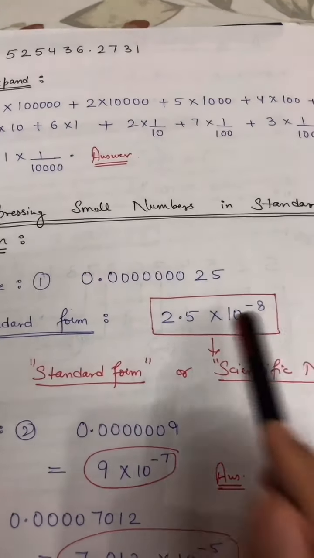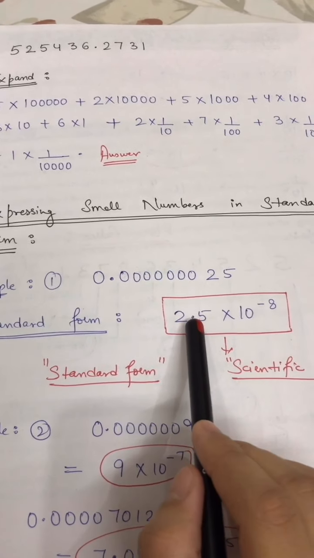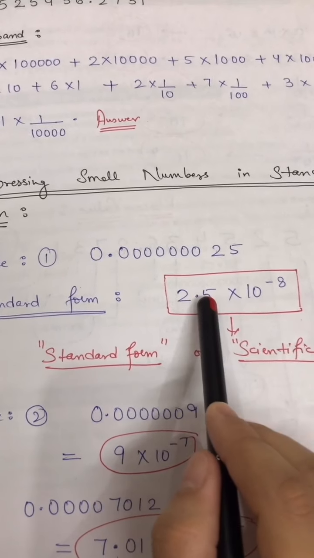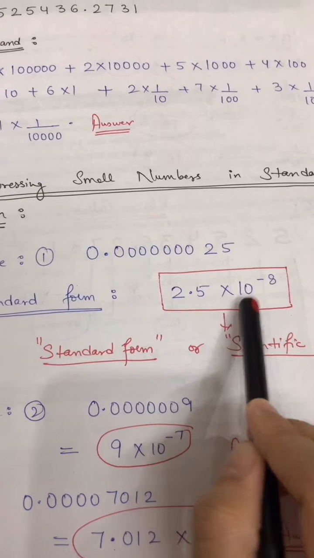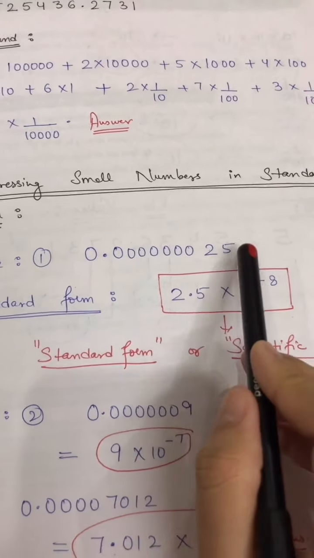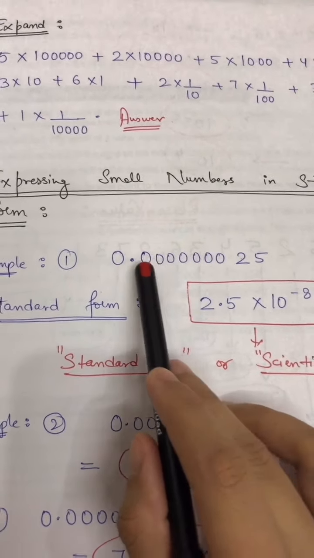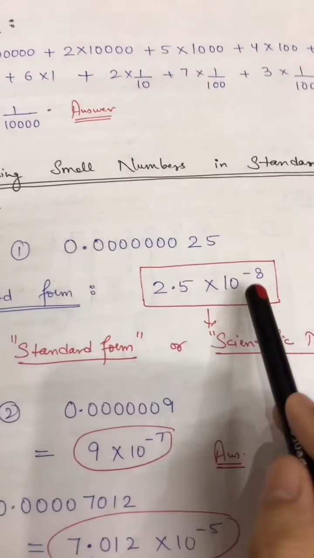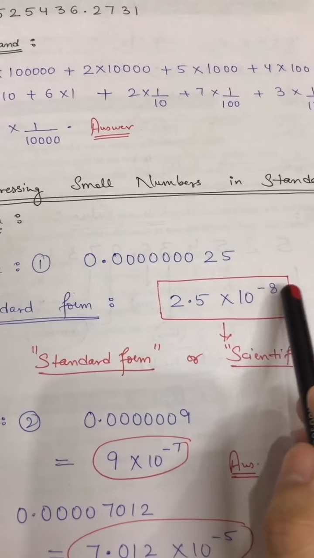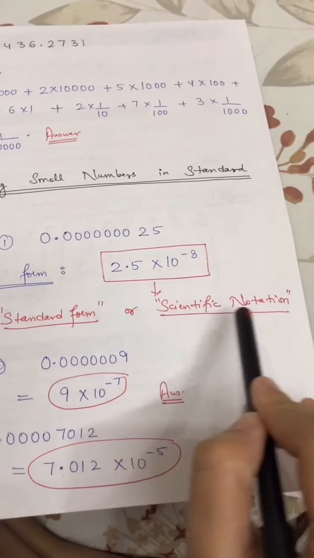Clear or not? So this is 25. I will place the decimal after 2. This will be 2.5 multiplied by 10 raised to power. Now, before 5, where I have placed the decimal, how many numbers are there? 1 2 3 4 5 6 7 8. 8 numbers. So multiply with 10 raised to power minus 8. Got it? This is known as standard form or scientific notation.